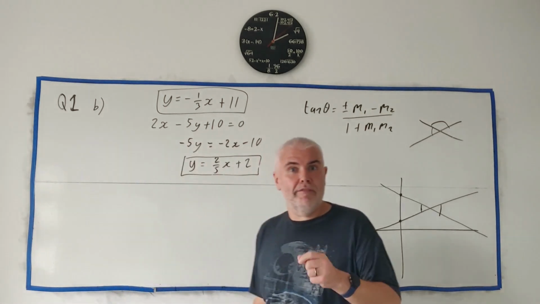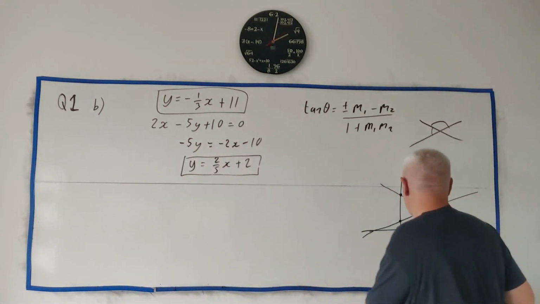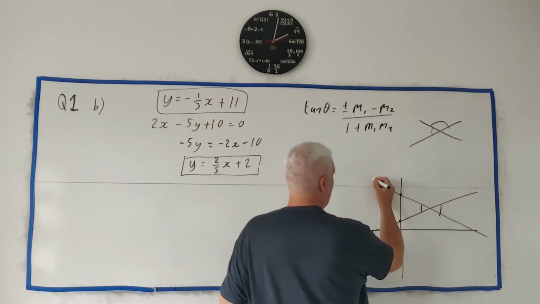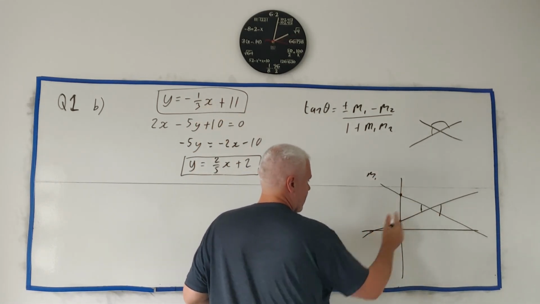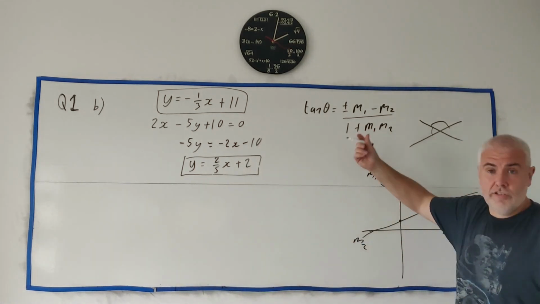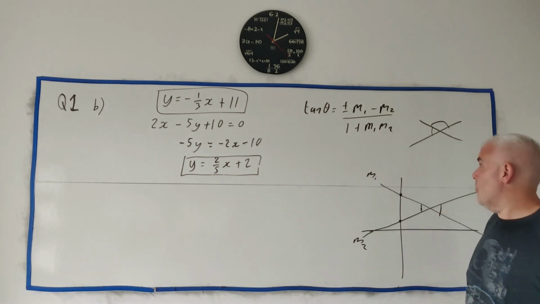Now what's m1 and m2? That's the slope of each of these lines. Yeah, let's use the drawing we have. We'll say m1 is this one down here, so the slope of this guy is m1 and the slope of this one is m2. So let's try this. Let's use this formula and see what answers we get.